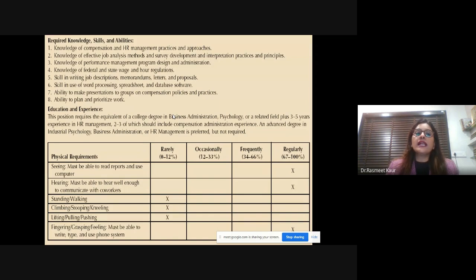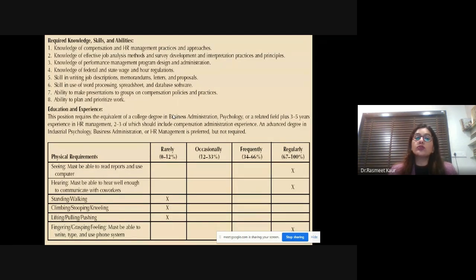Now I'll write down that he should have knowledge of compensation and HR practices because I'm hiring him for the post of compensation manager. He should have knowledge of doing proper job analysis. He should have knowledge of designing a proper performance appraisal. He should have the skill of writing with clarity the job descriptions, the memos, the letters, and the proposals, because he's going to take care of the compensation part. He has to have the skill and ability of making plans, prioritizing things, and understanding the compensation policies and practices.